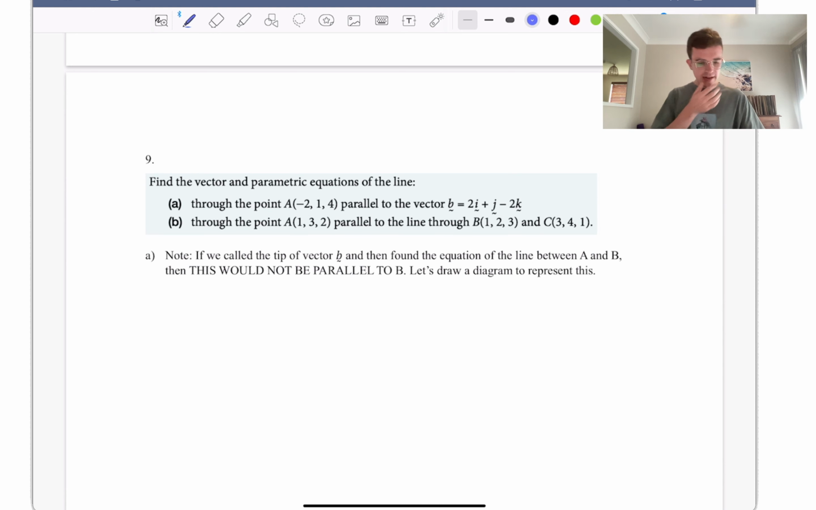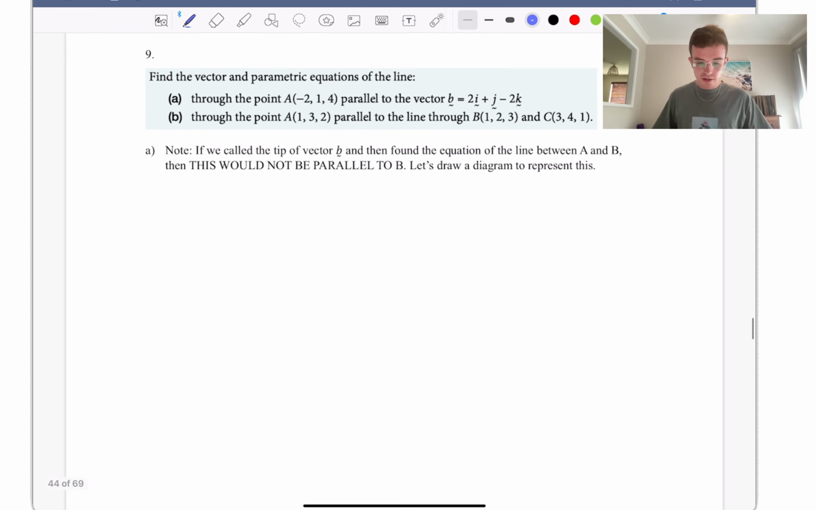Okay. Next example is to find the vector and parametric equations of the line. First of all, in part A, the point A is (-2, 1, 4), parallel to the vector B, which is (2, 1, -2). If we call the tip of the vector B and then found the equation of the line between A and B, then this would not be parallel to B. I'm not going to draw a diagram to represent that. I might just have a go at the question.